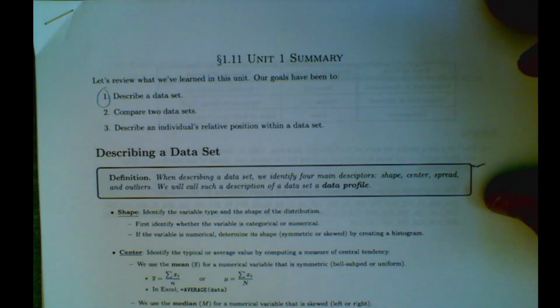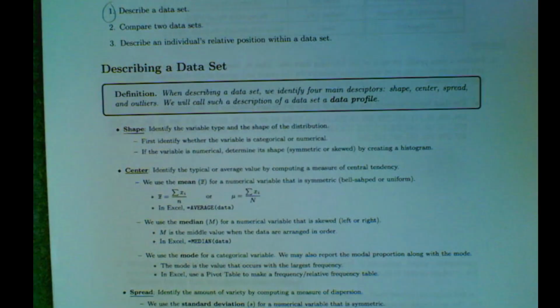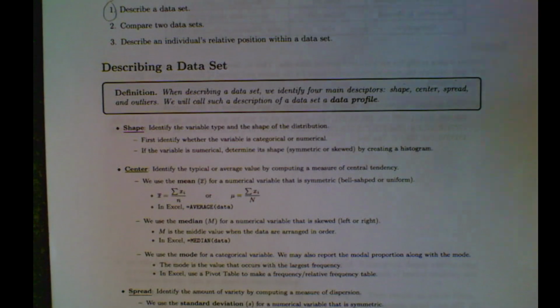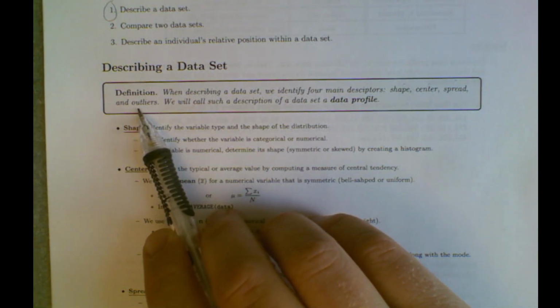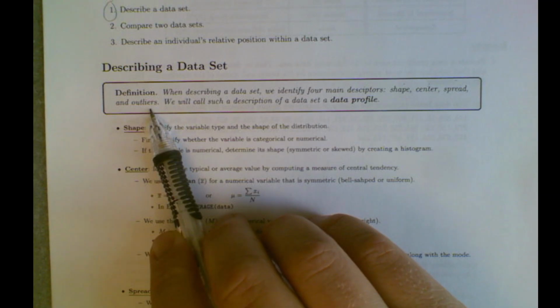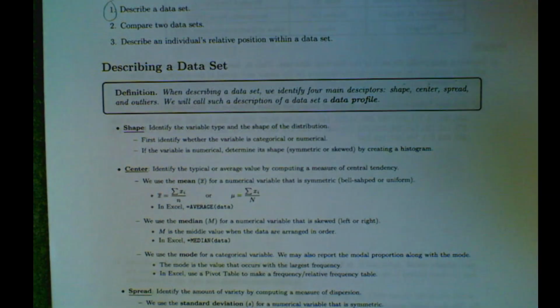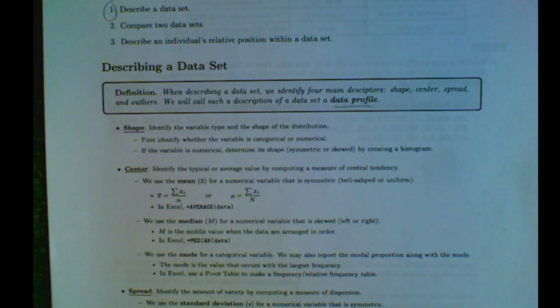When describing a data set, there are typically three things that we're interested in describing: the shape, the center, and the spread. And then in addition to those things, we also like to talk about whether or not there are any outliers in the data set and identify those. When we're giving this kind of description, sometimes I'll call this a data profile. Okay, so we're going to practice putting together some data profiles.